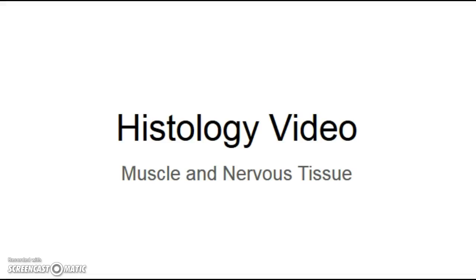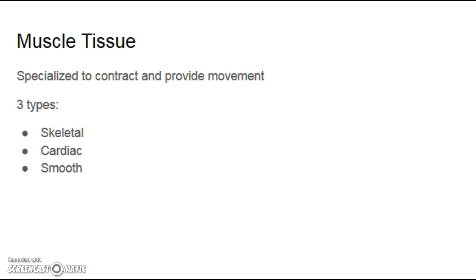This presentation will talk about muscle and nervous tissue. So there are 3 types of muscle tissue. All types are specialized to contract and provide movement: skeletal, cardiac, and smooth muscle.